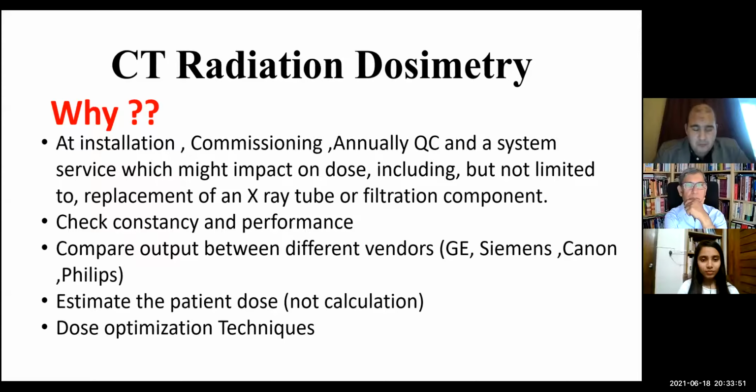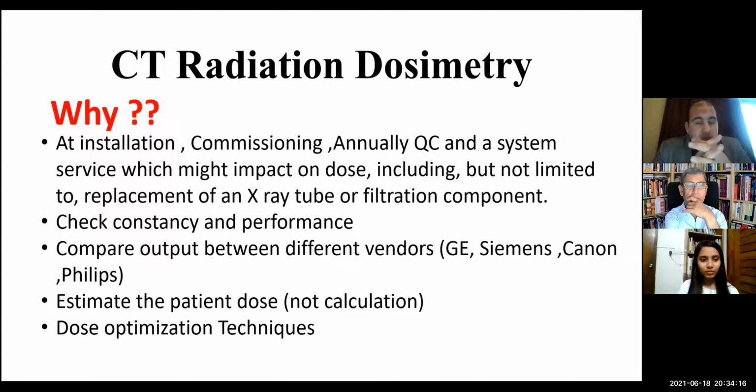CT quality assurance program, okay, and you have to make a baseline to check that your machine has the same specification you requested in the purchase order. At installation, you have to do CT radiation dosimetry. CT radiation dosimetry is a part of commissioning, a part of installation, and also a part of annual quality control, okay?